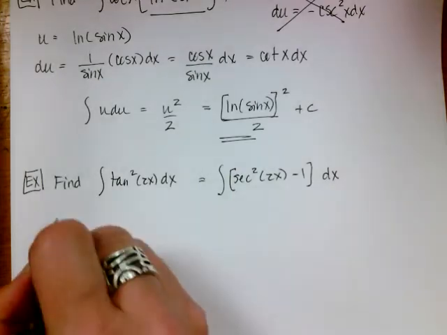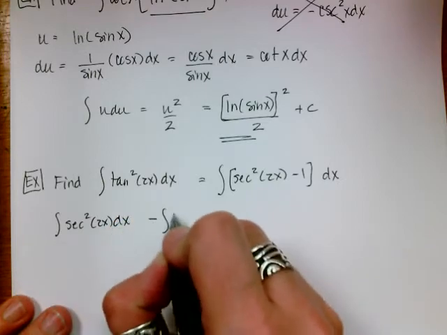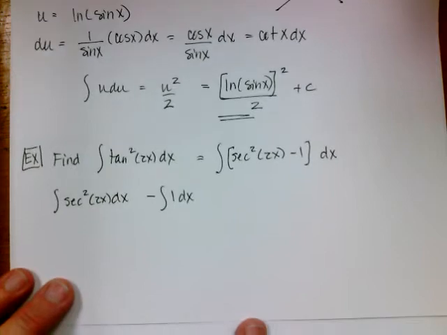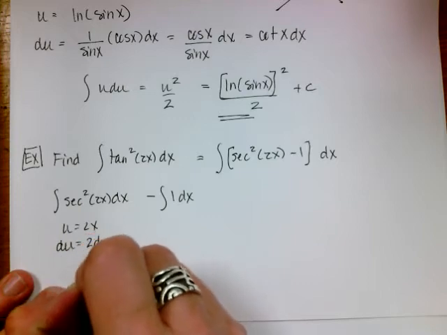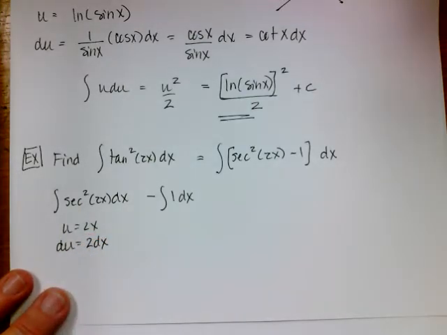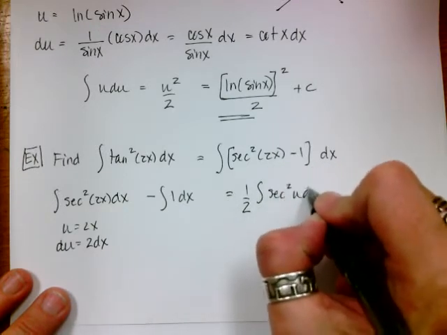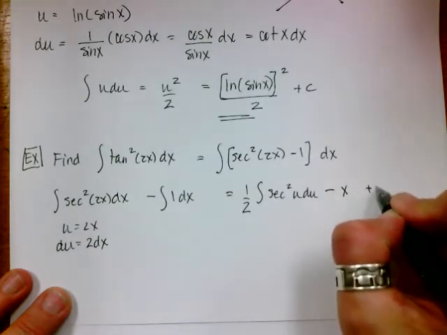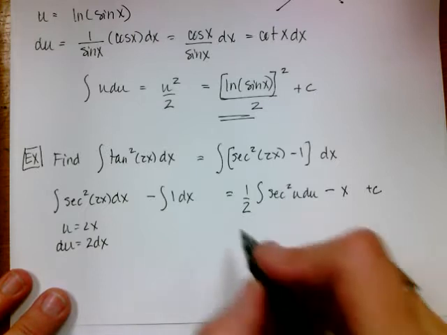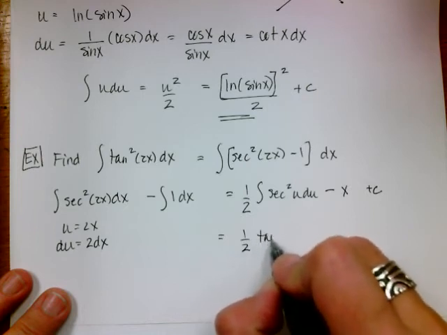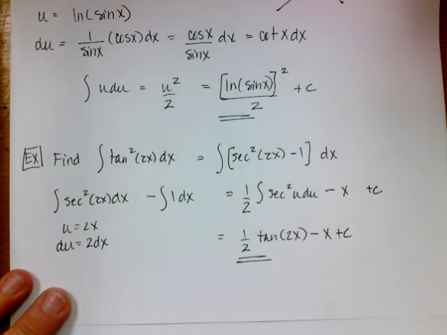Now I'm going to split that up, so this becomes the integral of secant squared of 2x dx minus the integral of 1 dx. Well, that one's a piece of cake. For the first one, I'm going to let u equal 2x, du is 2 dx, so I just need to introduce the half. So this is going to be 1/2 the integral of secant squared u du minus x, and then I'm going to stick my plus c in there. I know that the integral of secant squared is the tangent, so this is going to be 1/2 tangent of my u, which was 2x, minus x plus c, and I'm done.